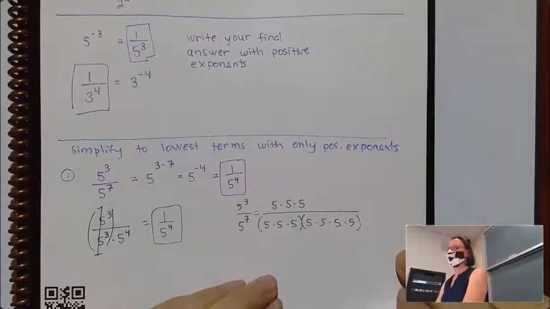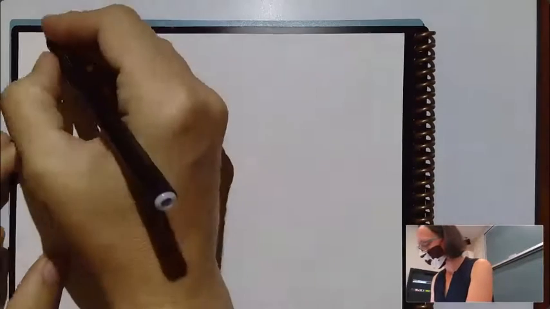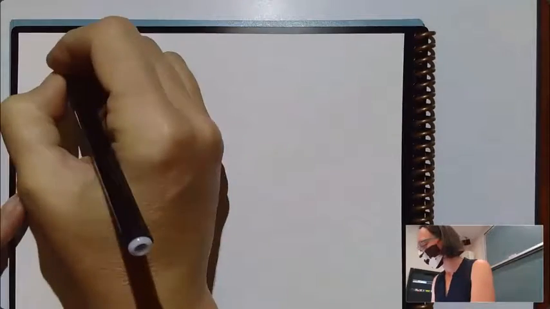Let's do another one, number 12. Life always gets complicated when we throw more negative signs in the mix, but same rules. I'm not going to keep writing it, but simplify to lowest terms, make sure we've got positive exponents.